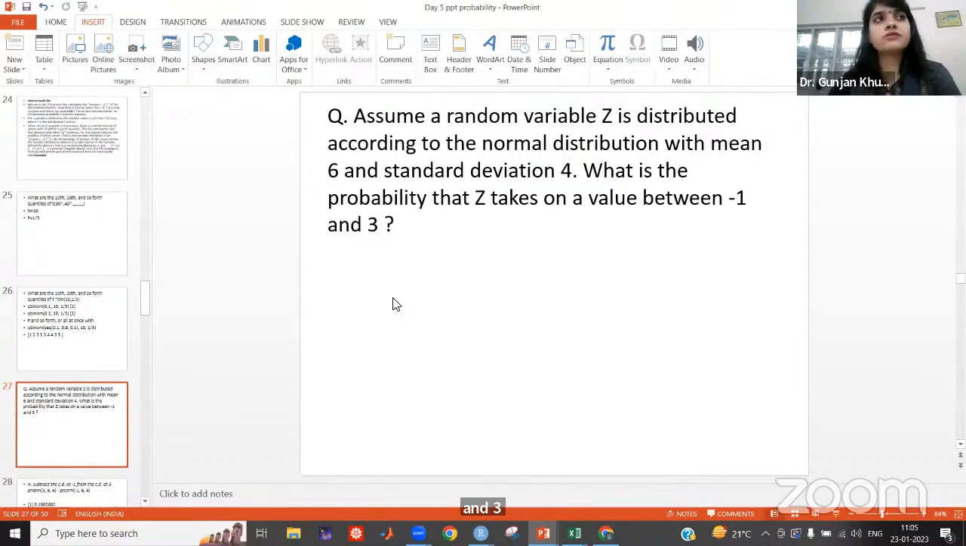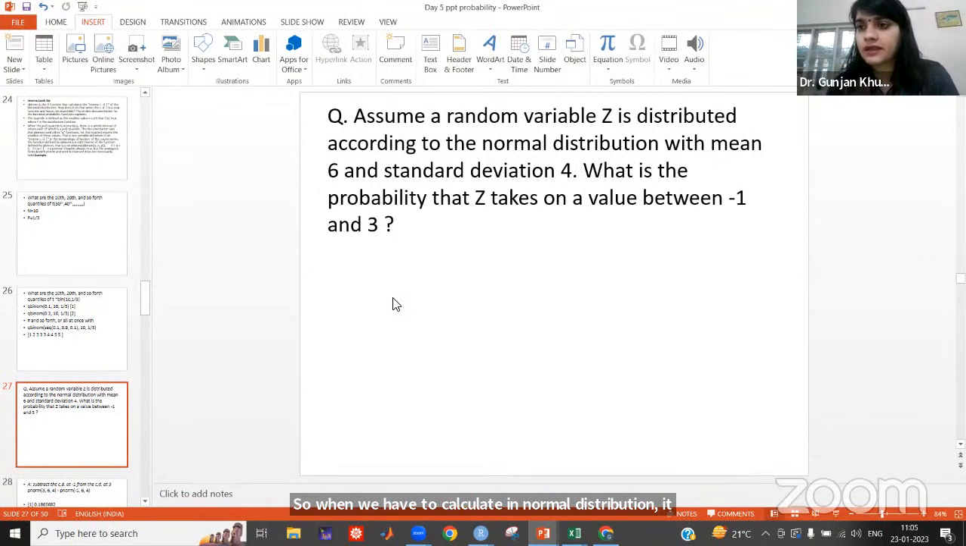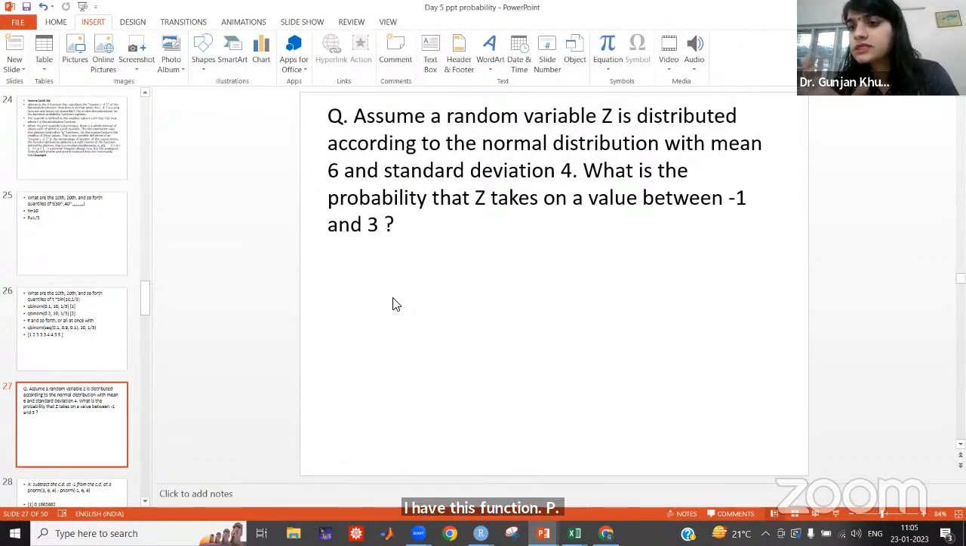So when we have to calculate in normal distribution, if it takes a value less than or equal to 3, we have this function. What is that function? P norm. If I have to calculate less than or equal to -1, I have this function P norm. Now I have to calculate the value between -1 and 3. This means I'll calculate till 3 and subtract the value till -1.